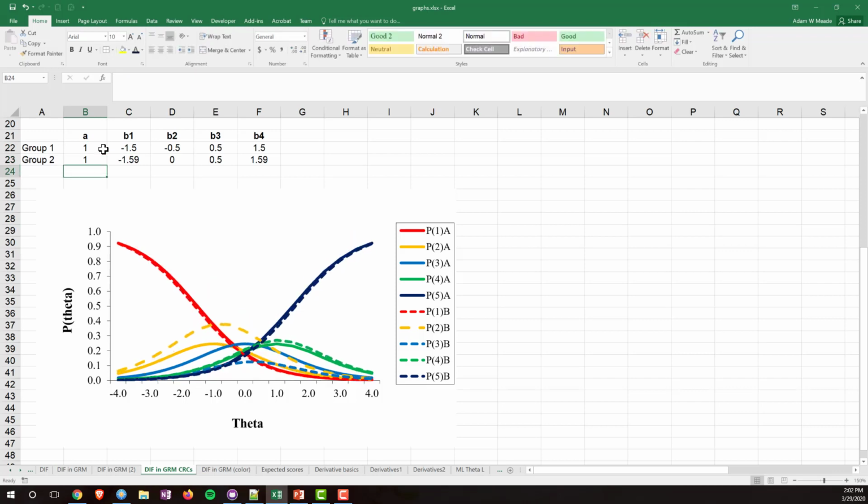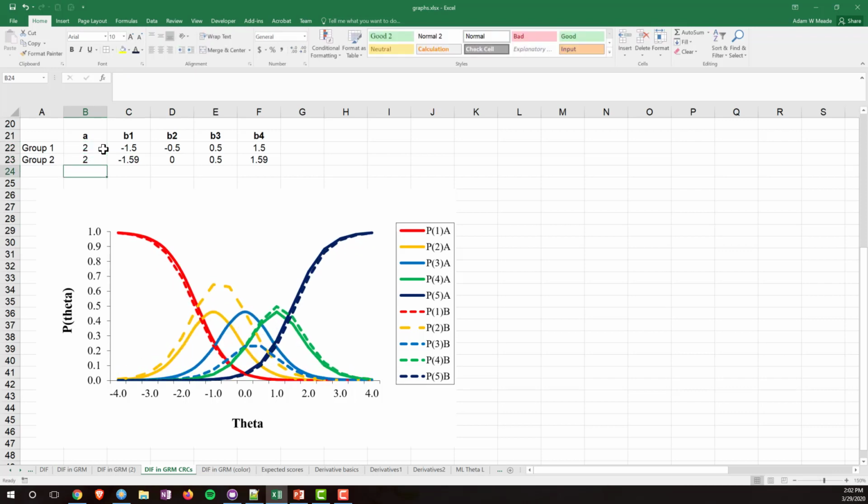We can change the A parameters and it'll flatten things out, but the general pattern should still hold. I like it with the higher ones because you can see the curves a little better. But again, I hope this gives you some indication of the nature of differential item functioning, what it looks like in IRT, what it looks like when you're really down in the details and you're looking at the way people use each given category in the response options.